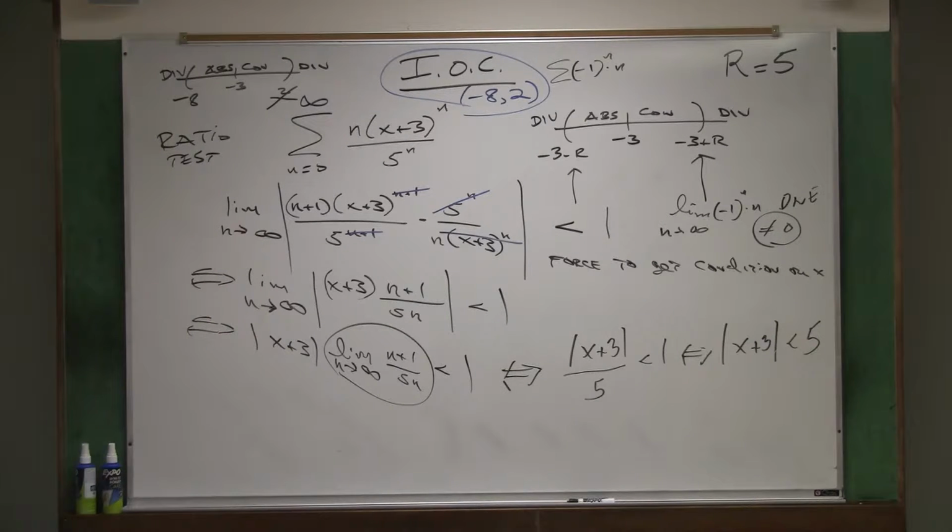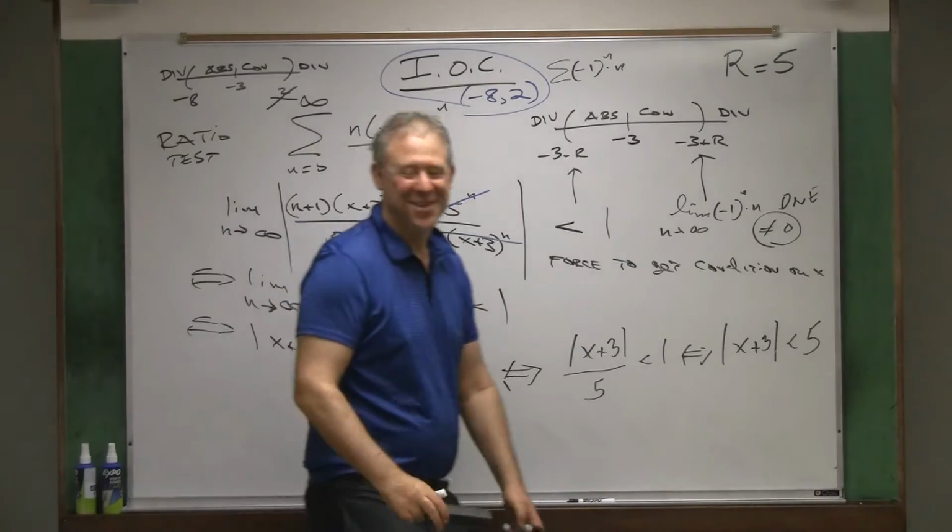If someone asks you, do you want an IOU? You say, no, I'll give you an IOC, even better, I'll give you an interval of convergence. Did you know that this series converges on -8 to 2?